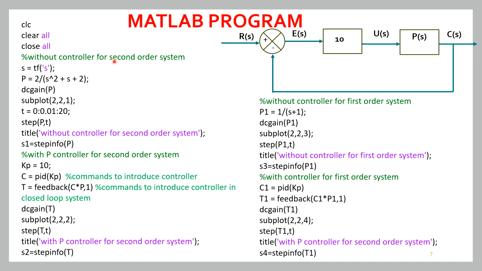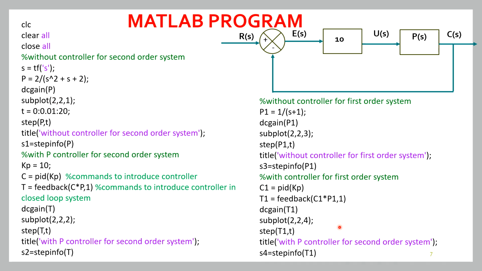Now, without MATLAB, without controller, I'm interested to write the function in S domain. So I had written s is equal to transfer function of s. Then P represents the function without controller, and the function with controller comes later. So P is equal to my second order system. I'm interested to calculate the DC gain. So DC gain of P: it makes this s value become 0 and we calculate the DC gain.